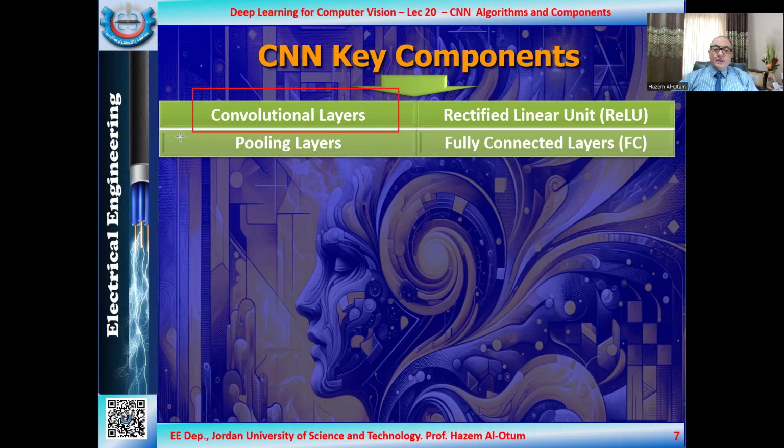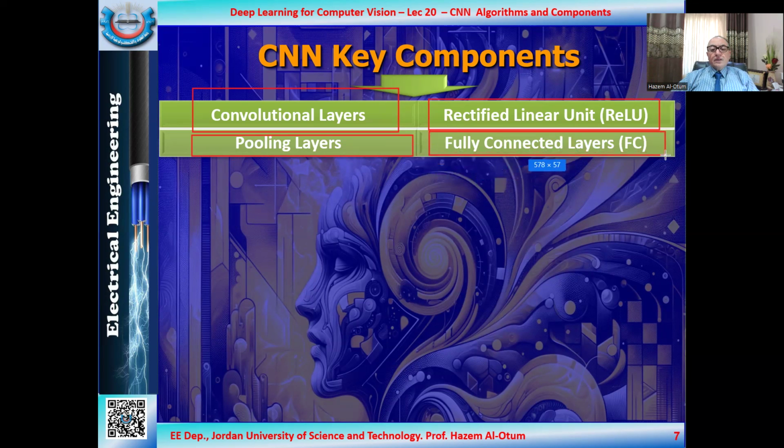Next, we may have in CNNs the pooling layers that reduce the size of the spatial information, the size of the image, and increase the number of feature maps. Then the rectified linear unit, which is a very simple activation function, helpful in reducing the size and speeding up the process of getting to the final steps.